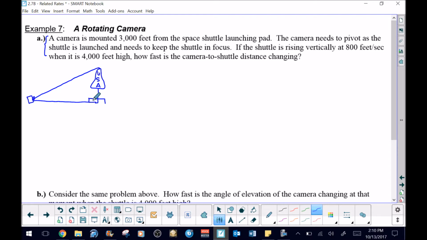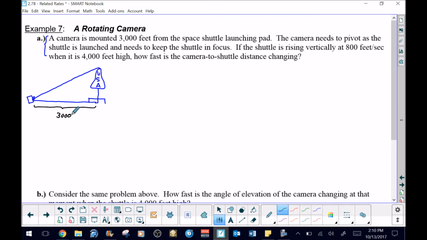All right. So the thing that we want to do now is start addressing what kinds of values we have that make up the features of this triangle. For example, down below, the distance that the camera is from the space shuttle base. We ask ourselves, is that a variable or a constant? And the problem reads the camera is mounted 3,000 feet from. So I got a feeling that that's going to be a constant, right? The camera's not going to move. The space shuttle launching pad definitely is not going to move. So we have it locked in.